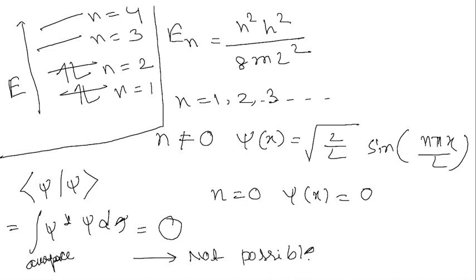So n equals 1 is the ground state, and n equals 3 is the first excited state, meaning the last electron. This is the HOMO, highest occupied molecular orbital, and this one will be the LUMO, lowest unoccupied molecular orbital, if we consider it in the picture of an MO diagram.